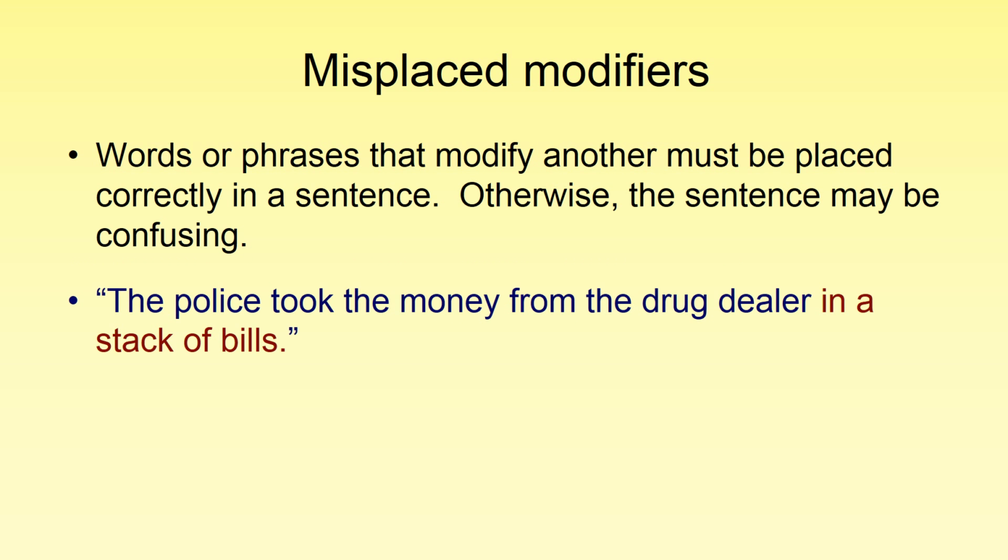Misplaced modifiers are usually phrases that are placed incorrectly in a sentence. So we'll have a phrase that's relating to a noun, but usually we can choose a different noun, changing the meaning. So let's take a look at an example. The police took the money from the drug dealer in a stack of bills. Okay, well when we first read this, I'm hoping that you connected the money to the stack of bills. But we have another noun that's very close to this phrase, which is the drug dealer.